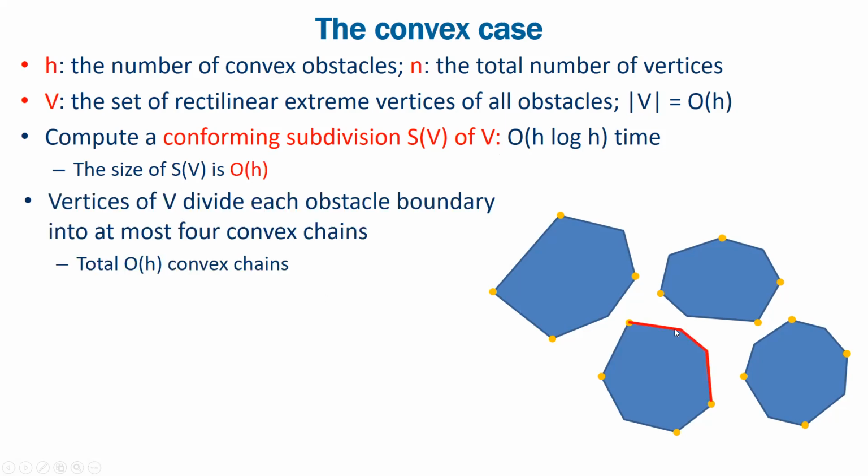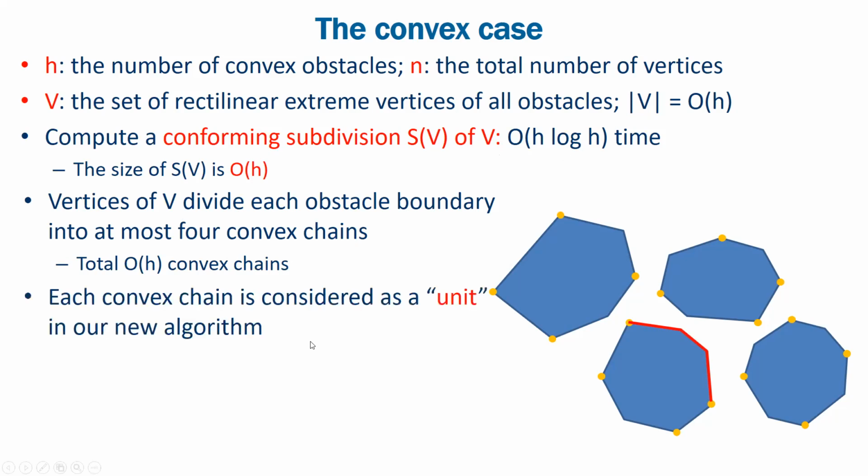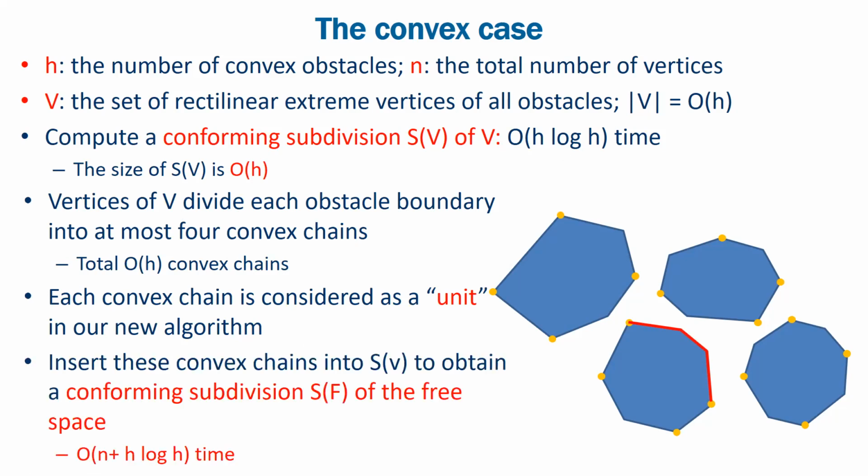And the vertices of V also divide each obstacle boundary into at most 4 convex chains. Actually, each one like this is a convex chain, and it is both X and Y monotone. So in total, we have order H convex chains. Our algorithm will treat each convex chain as a single unit. Although it's not of constant size, conceptually we consider it as a unit. So we have order H units instead of order n vertices.